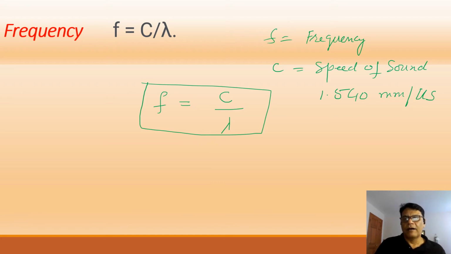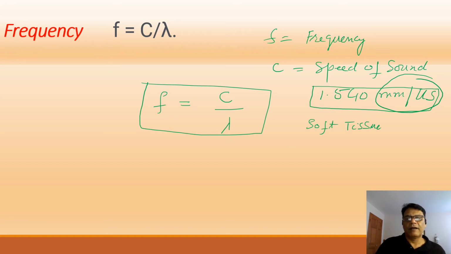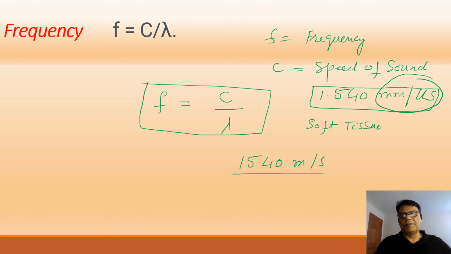Remember, this is the speed of sound in soft tissue in the units of millimeter and microsecond. And in meter per second, speed of sound is 1540.